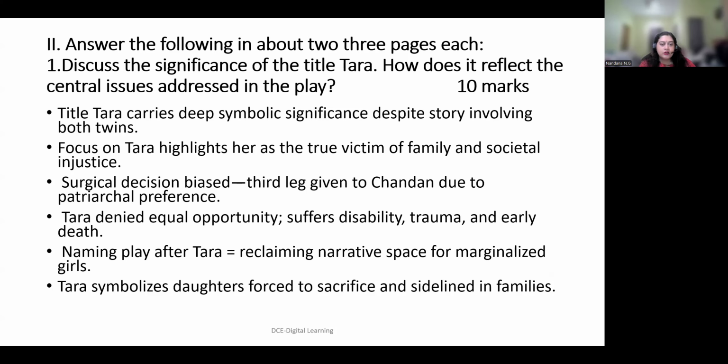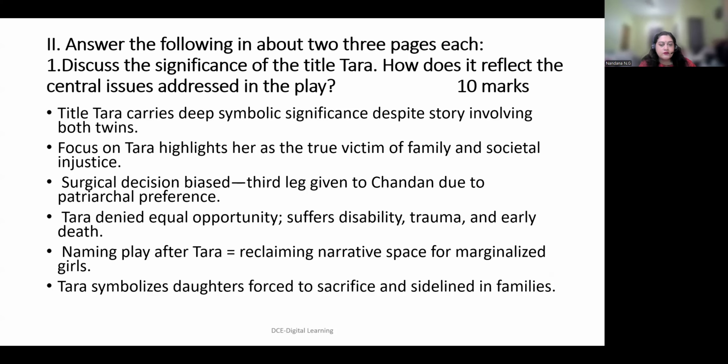The relevant points that you can explore are: the title Tara carries deep symbolic significance despite the story involving both the twins. The focus on Tara highlights her as the true victim of family and societal injustice. The surgical decision is biased. The third leg is given to Chandan due to patriarchal preference. Tara, denied equal opportunity, suffers disability, trauma, and early death. Naming the play after Tara is an attempt to reclaim narrative space for marginalized girls.